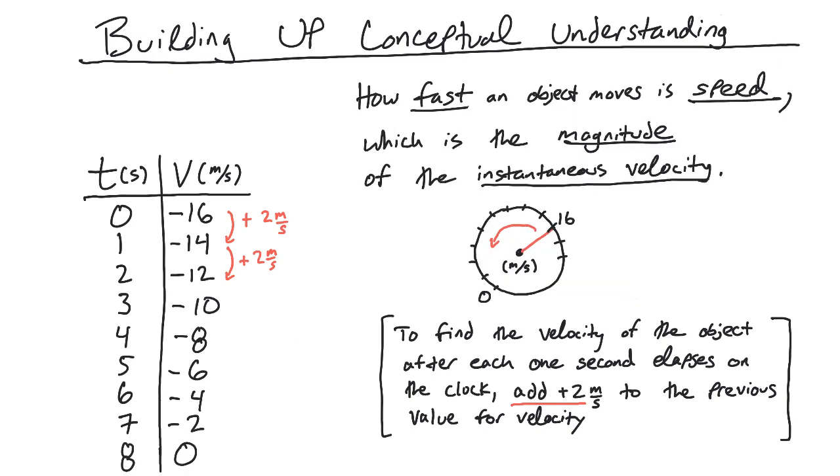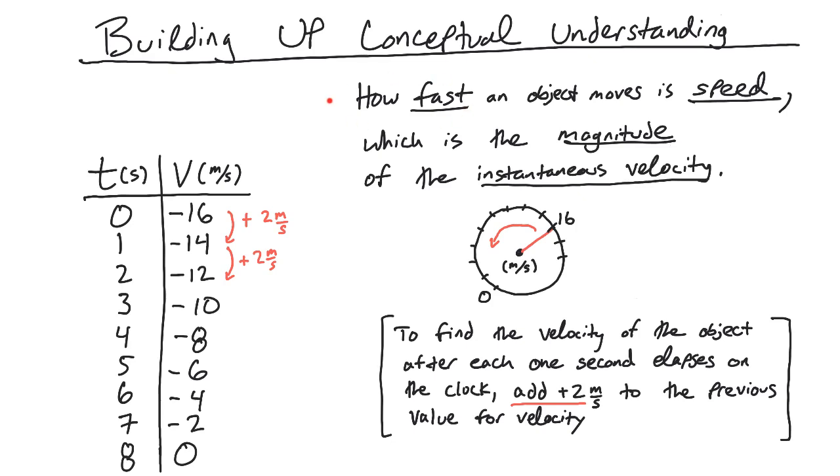Go ahead. All right, so you filled in the rest of the data table, and you should have seen how the numbers are getting closer and closer to 0 as time goes by, because we're adding 2 meters per second every time a second elapses on the clock. So if you were in a car looking at your speedometer, which I've tried to draw over here, it would start at 16 and it would start to get smaller and smaller and smaller, going all the way down to 0. That means we are slowing down.